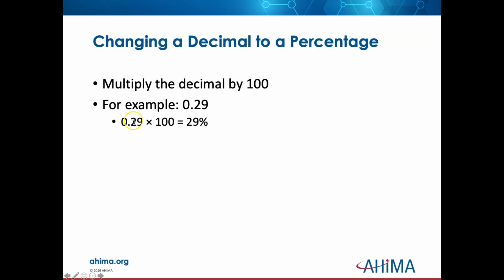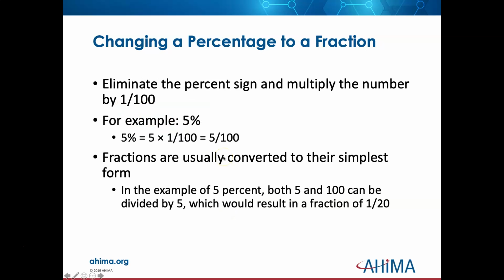But you can do that with your calculator too, as long as you get it to the right place. So let's say you have 0.29. Again, you're going to move that decimal 2 places to get to a percentage, and that's going to give you your percent. Or you can multiply it by 100, whichever you want to do. How do you change a percentage to a fraction? You've got 5%. Well, you take 5, you multiply it by 1 divided by 100. Well, that's going to give you 5 divided by 100.